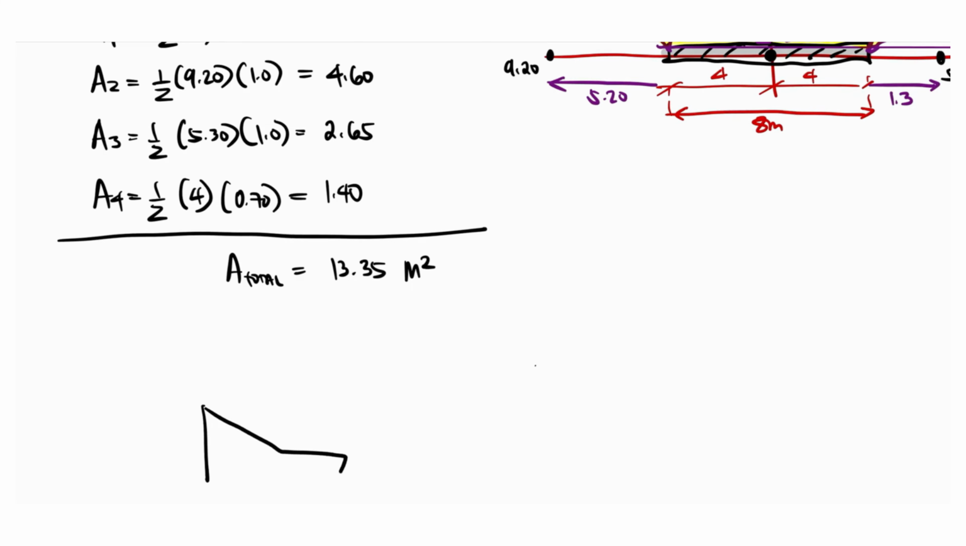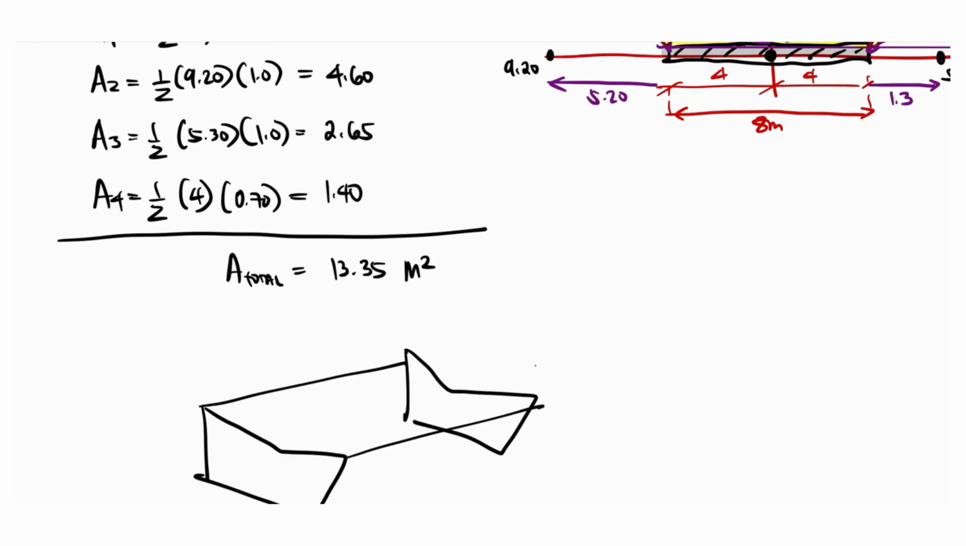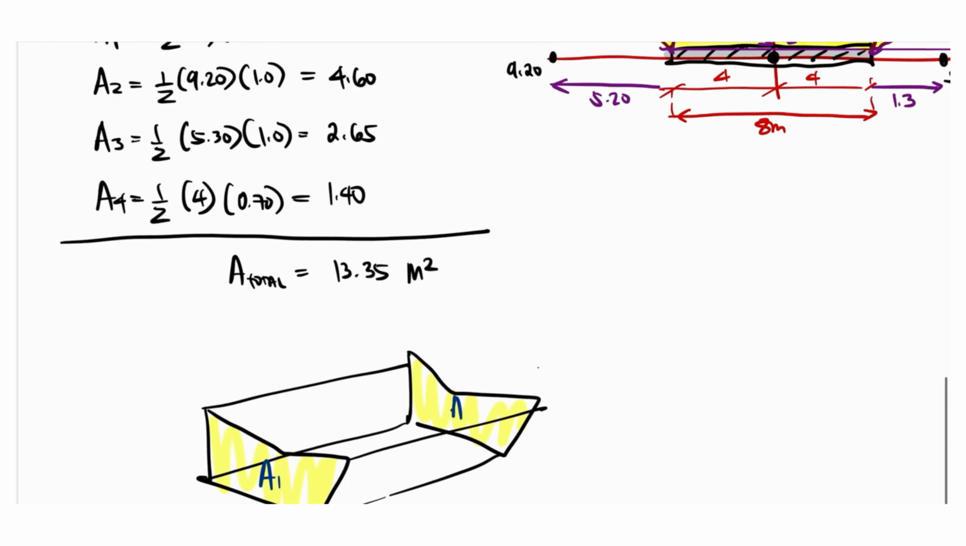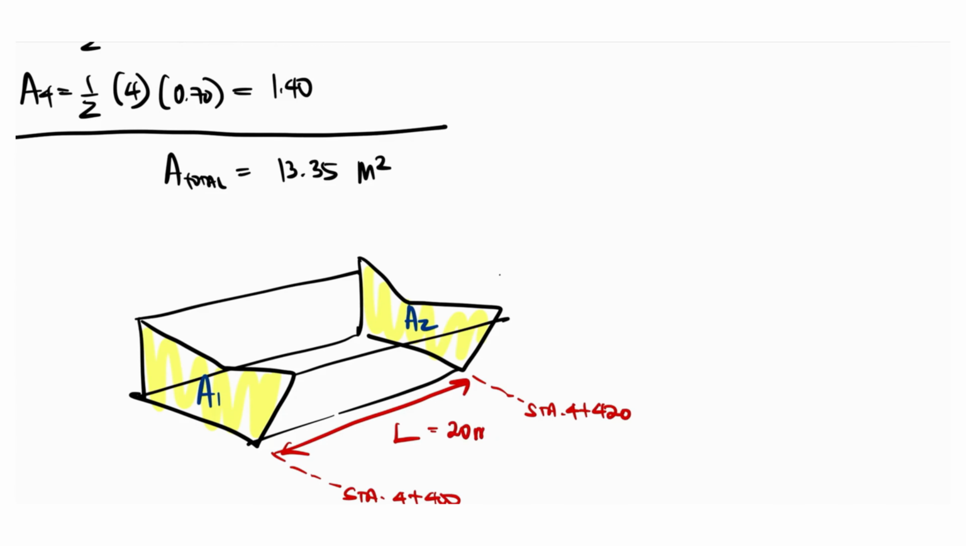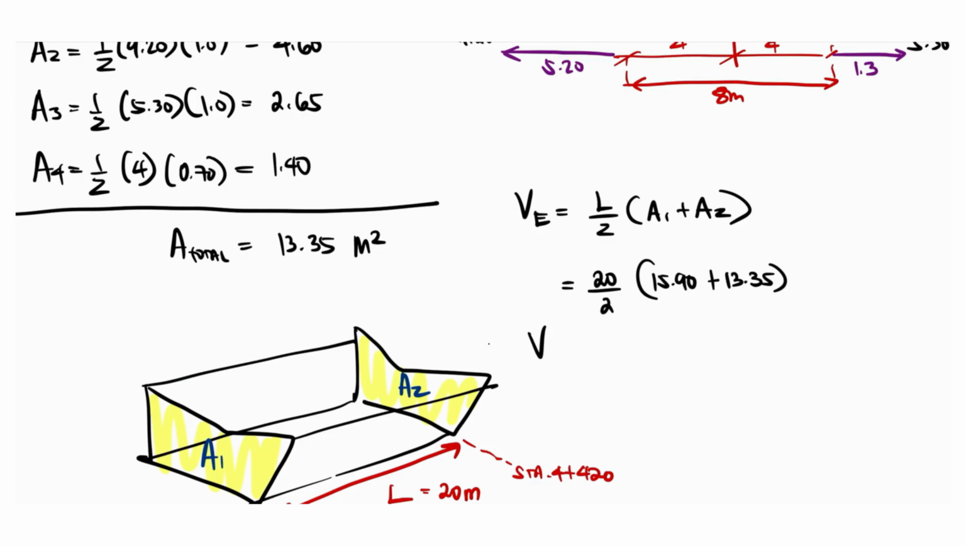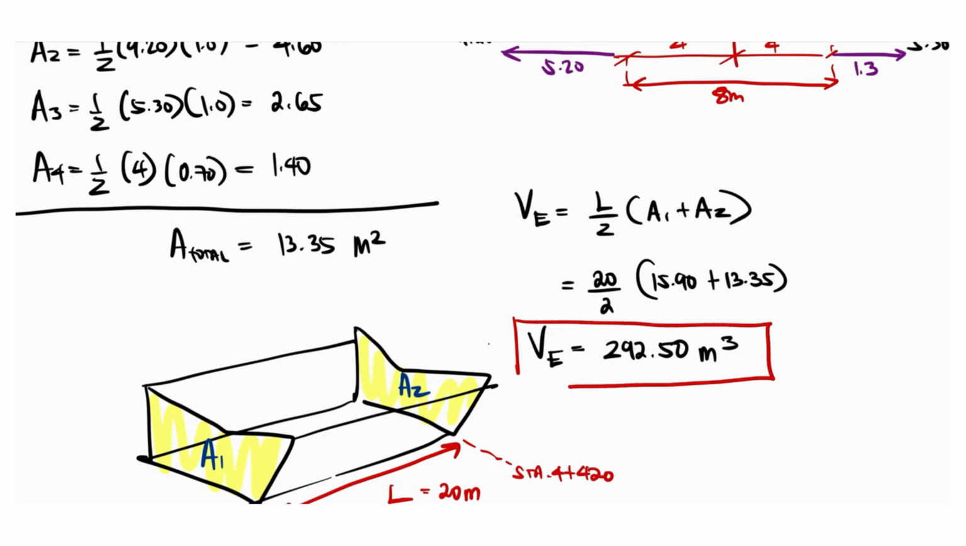Now, to visualize the computation of the earthwork volume, we illustrate the two cross-sections. From the illustration, we have already determined the first cross-sectional area, A1, and the second cross-sectional area, A2. The distance between the two stations is 20 meters. Using the end area method, the volume is equal to L over 2 multiplied by the summation of A1 and A2. Substituting the values of A1, A2, and L, we obtain a volume of 292.50 cubic meters. Therefore, the volume of the given earthwork is 292.50 cubic meters.